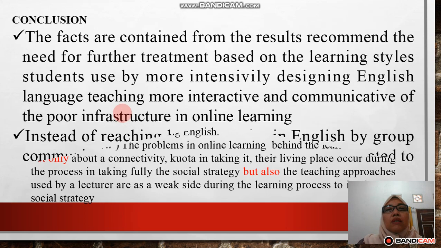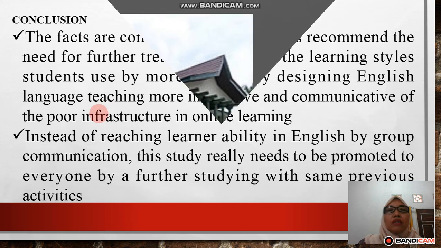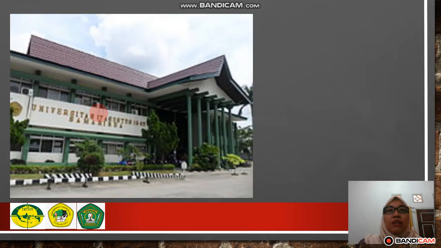So a conclusion can be drawn that the facts from the results recommend the need for further treatment based on the learning styles students use, by more intensively designing more interactive and communicative English language teaching, infrastructure and online learning. Instead of raising learner ability in English by group communication, this study really needs to be promoted to everyone by further studying with the same previous activities. I think that is my presentation.